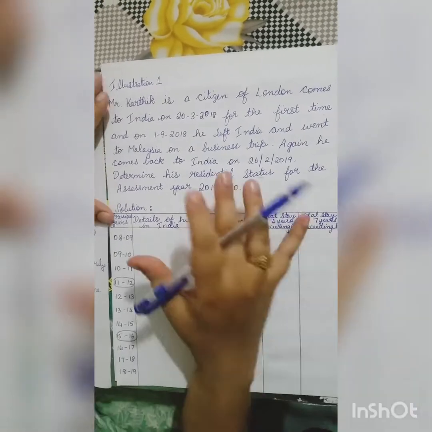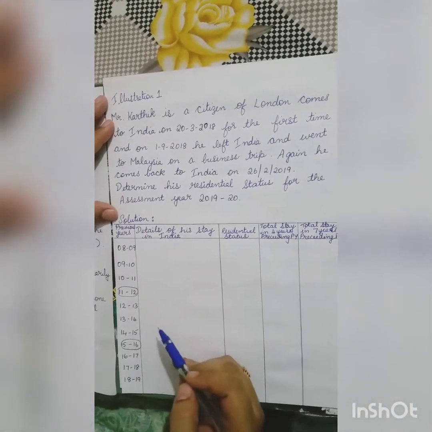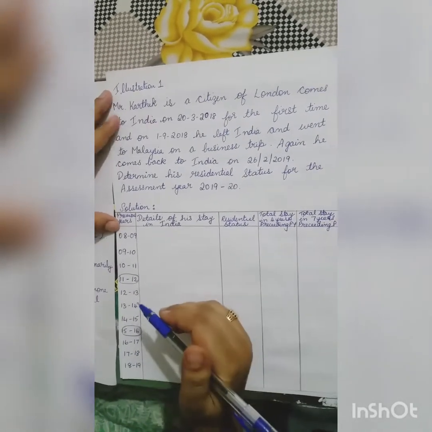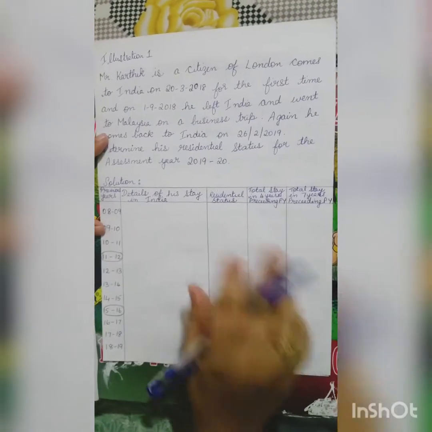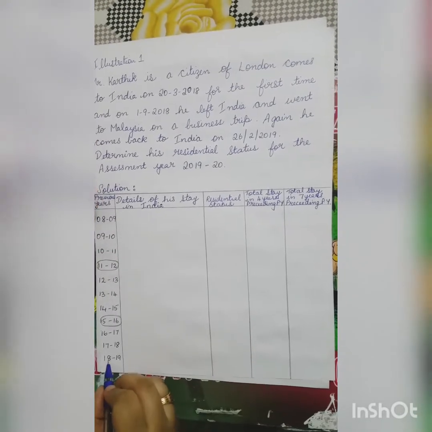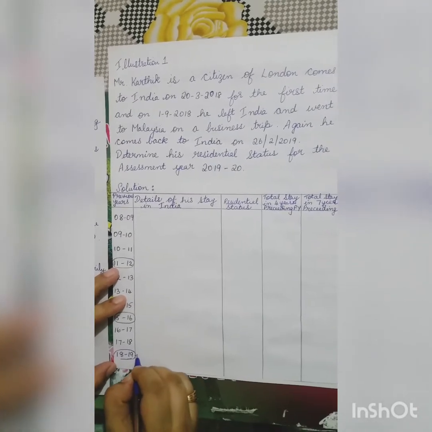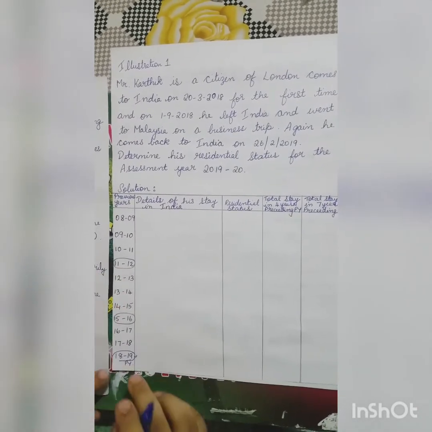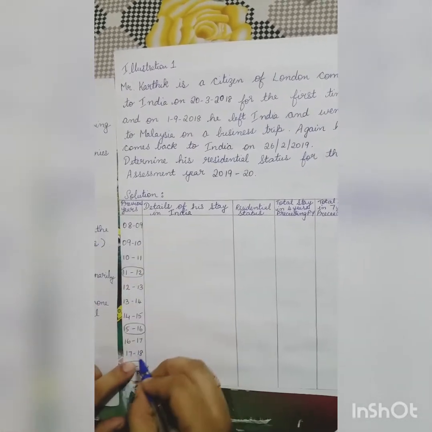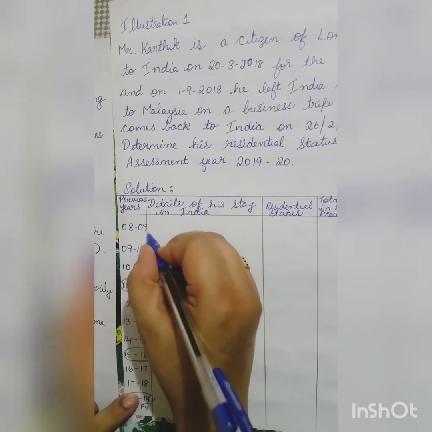Now, for the purpose of determining the residential status of an individual, this is the format which we need to use. First, we need to compute the number of days the individual has stayed in India for the various previous years. Since our assessment year is 2019-20, the previous year will be 2018-19. This is the previous year. After you do that, the next thing you need to do is write down 10 years above the previous year. 1, 2, 3, 4, 5, 6, 7, 8, 9, 10.